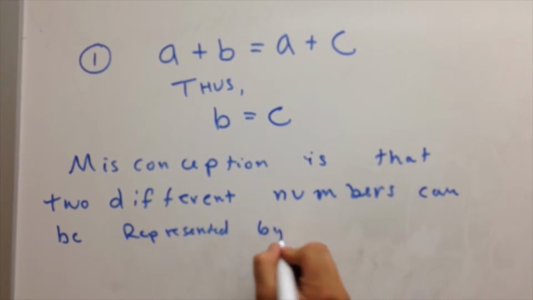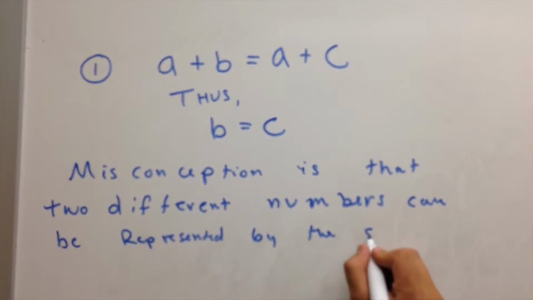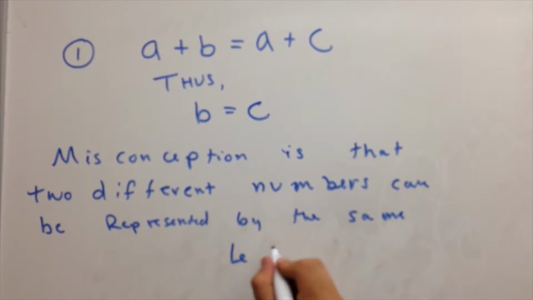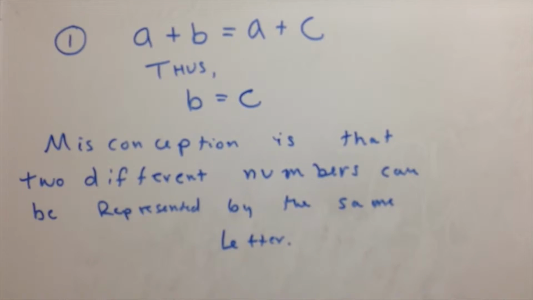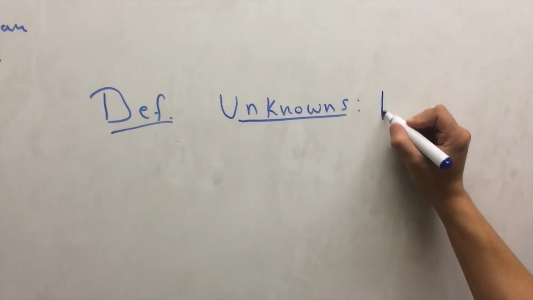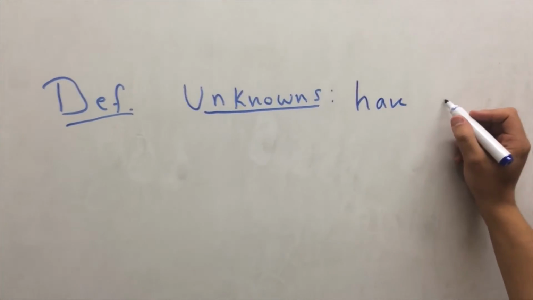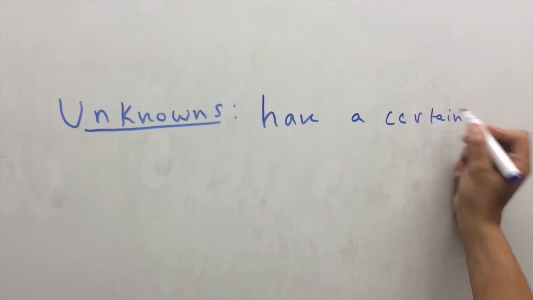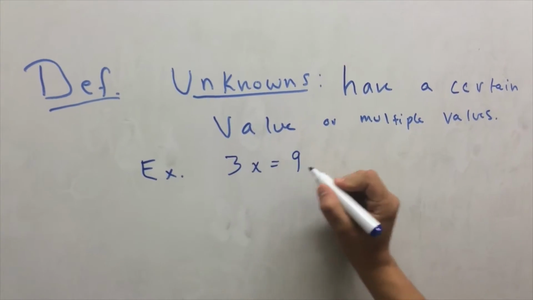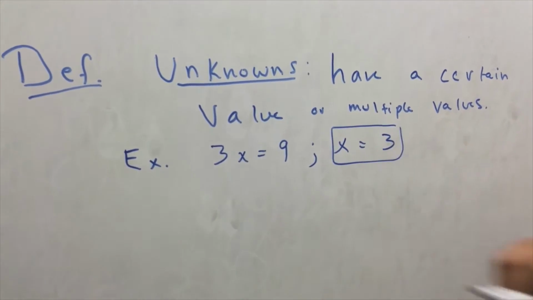One of the things we need to start with is we need to learn and define some of these words that we're talking about, what these letters mean. Now, the first thing I will define is what's called an unknown. Unknowns have a certain value or multiple values. Here's an example. Let's say we have 3x equals 9. Well, therefore, x would equal 3.